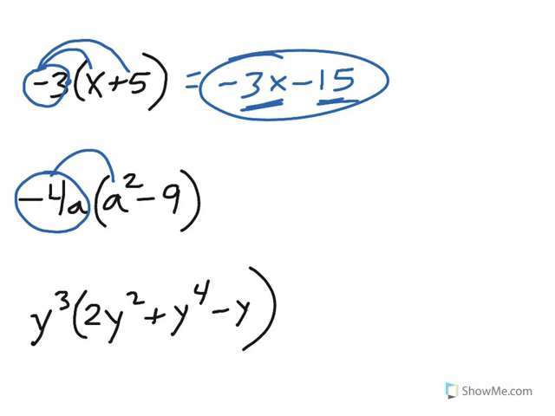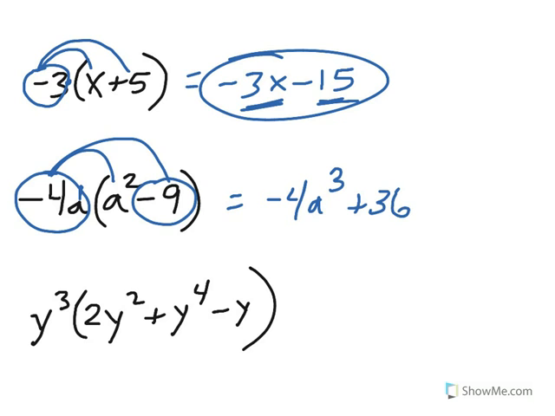-4a times a squared, well remember there's really an a to the first right there. That's going to give me -4a cubed. We have to go back to our exponent properties. And then if I do -4 times -9, I get +36.